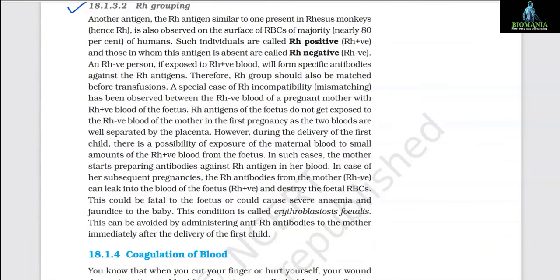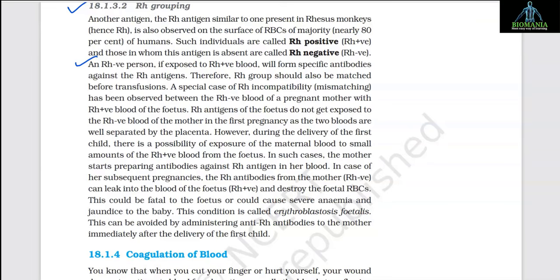18.1.3.2 Rh grouping. Another antigen, the Rh antigen, similar to one present in rhesus monkeys, hence Rh, is also observed on the surface of RBCs of majority, that is nearly 80% of humans. Such individuals are called Rh positive, and those in whom this antigen is absent are called Rh negative. And Rh negative, if exposed to Rh positive blood, will form specific antibodies against the Rh antigens. Therefore, Rh group should also be matched before transfusions.